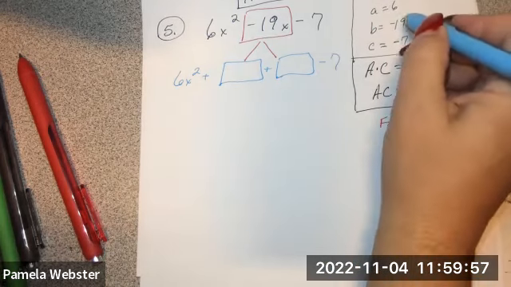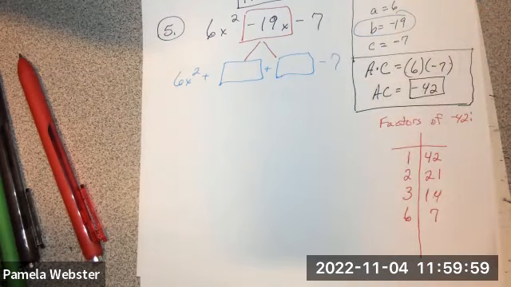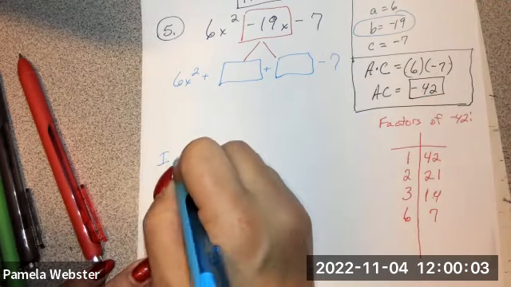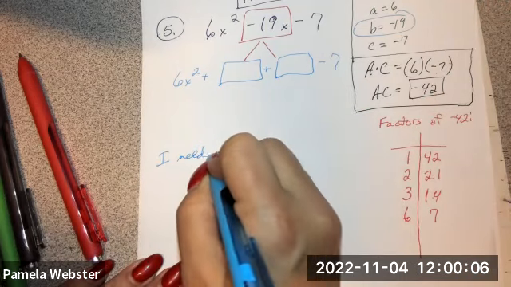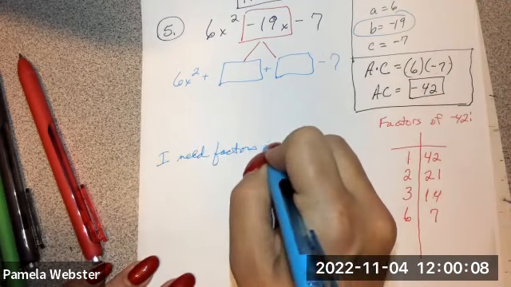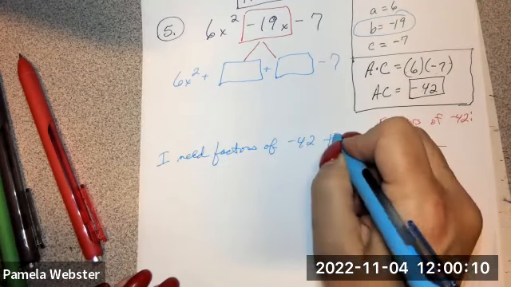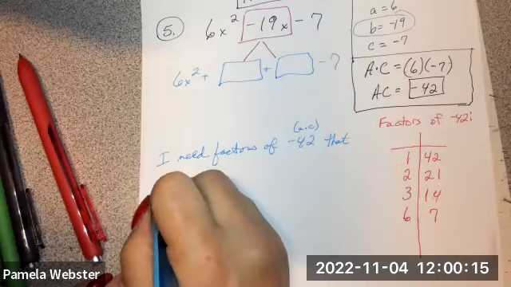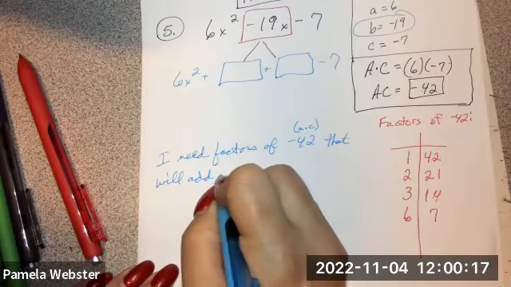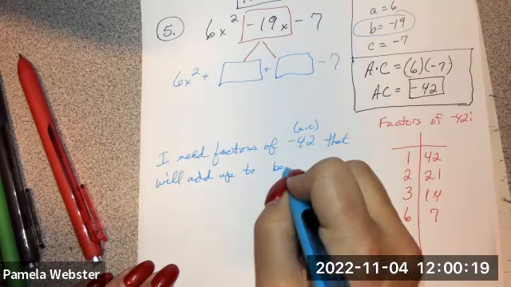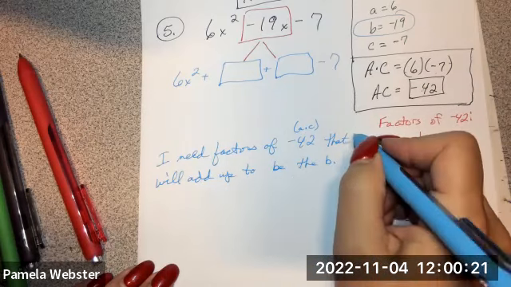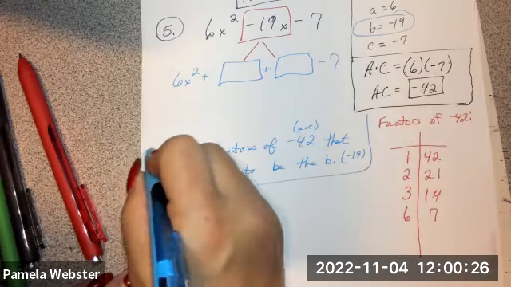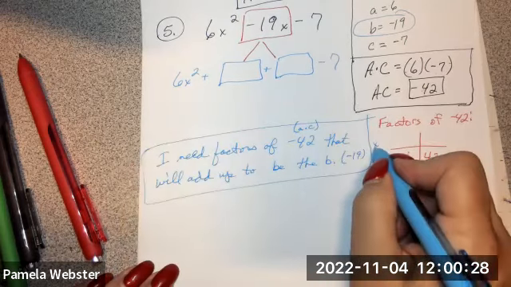B was -19, okay? So I need, let me write that. I need factors of negative 42. That was my A times my C. That will add up to be the B, which is negative 19 in this case. Okay. That is how I know what I'm doing here.